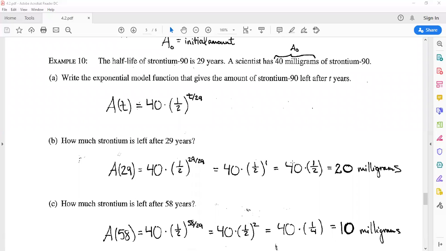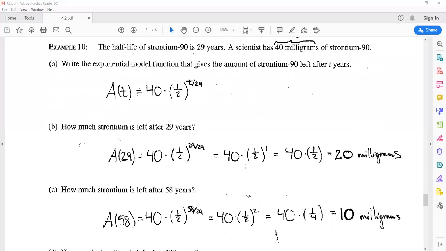Okay, how about 58 years? Well, you might know that 58 is 2 times 29. So now that's talking about going 2 half-lives. That is to say that after 1 half-life, we only have 20 milligrams. Now after another one, we'll only have half of what that 20 was. So we should anticipate the answer will be 10. But let's make sure that the formula works out. So we have 40 times the quantity 1/2 to the 58 over 29. That is to say 40 times 1/2 squared. But 1/2 squared is 1/4. And 40 times 1/4 is 10. Very nice.